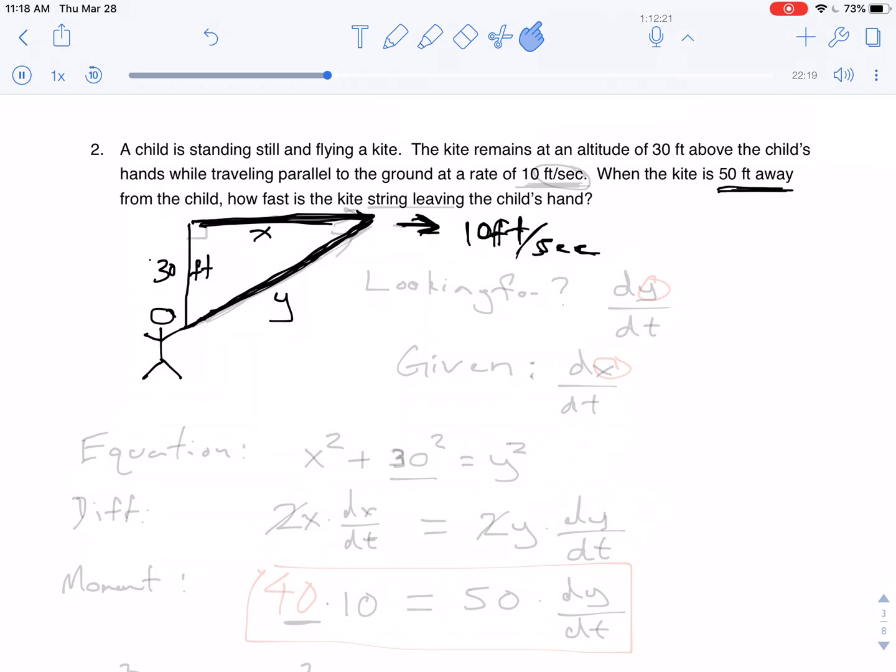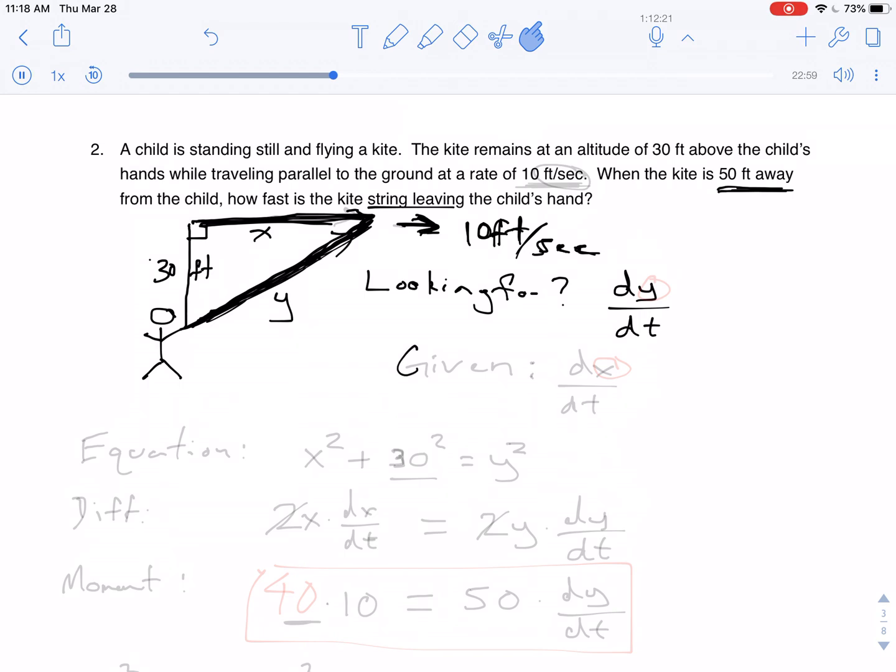So I got my equation. This is a right triangle, by the way. We're assuming that it is traveling parallel to the ground, and the ground is perpendicular to us. So with that in mind, let's do our related rates. What rate in particular are we looking for? When the kite is 50 feet away, how fast is the kite string leaving the child's hand? So we're looking for the rate of change of this side as it increases. So we are looking for dy/dt.